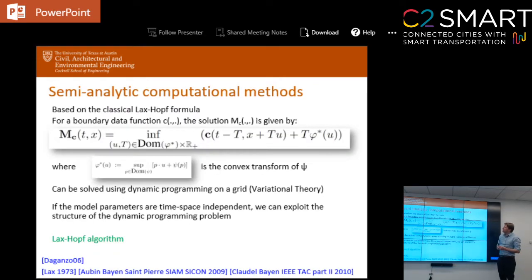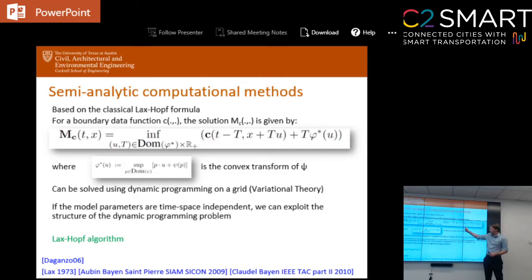It's based on this classical Lax-Hopf formula. The Lax-Hopf formula is also the method that is used in the variational theory that was shown by Daganzo a few years ago, again 15 years ago. We reuse the same formula here, but we solve it differently. Instead of solving it through dynamic programming, we solve it using some properties of this formula. So this is the formula that we have to deal with.